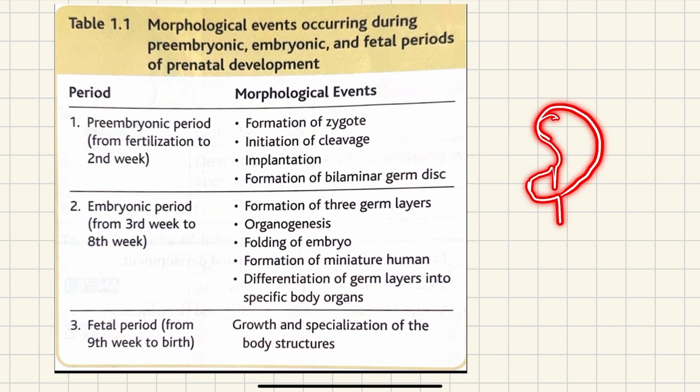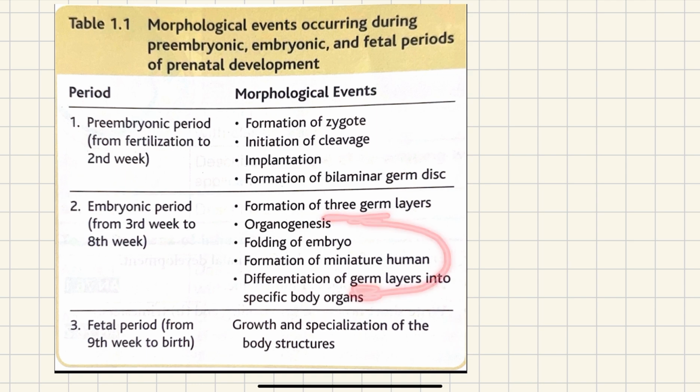So this is that shape you have, like a kidney bean shape, kind of a shape of the baby curled up in a ball. So that is called as the folding of the embryo. Formation of a miniature human, where you see the morphological features developing very well. Then you have the differentiation of germ layers into specific body organs. Alright, as I said, these 3 germ layers will form body organs.